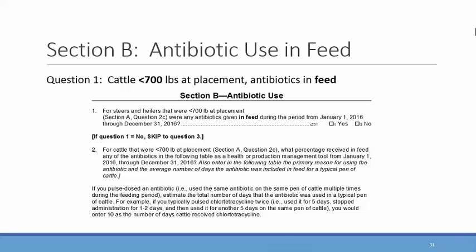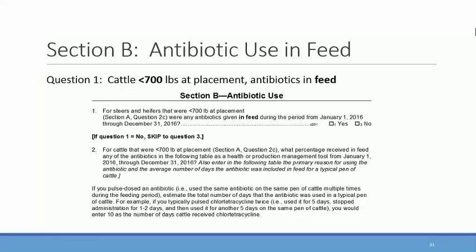If no antibiotics were given in feed during this period, you can fill in the response no and then skip this next question. So for question 2, for those that were lighter, less than 700 pounds at placement, what percentage received in feed any of the antibiotics in the following table? What we mean by the following table is on page 4 of the survey, using those antibiotics as a health or production management tool. And what we're looking for in this table is the primary reason codes for this question, under the header at the top of the table on page 4: percent, primary reason code, and average number treated.